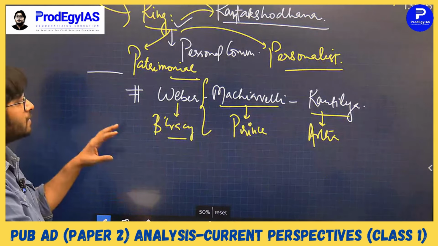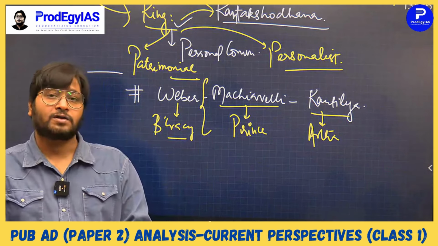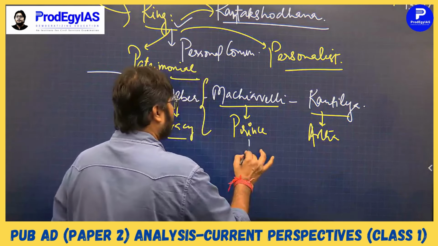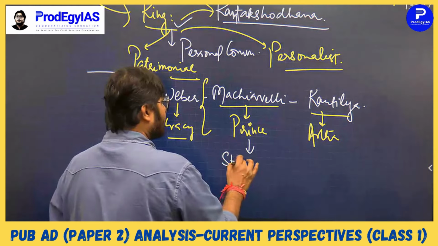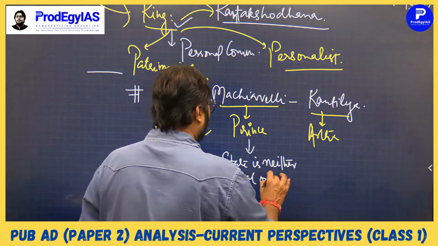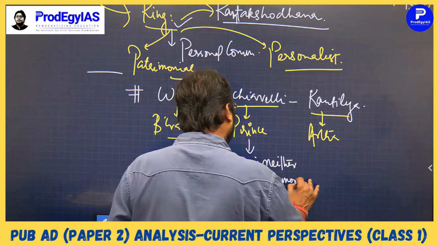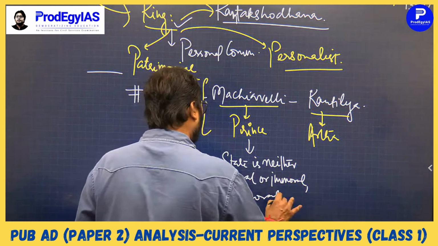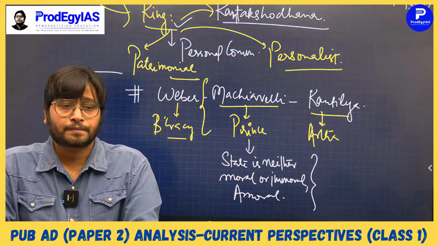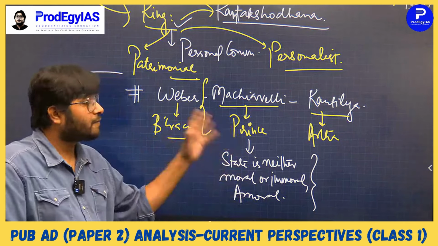Fine. Weber's criticism of Kautilya, that Kautilya is more vicious than Machiavelli, is not correct. Fine. Machiavelli is equally vicious as Kautilya. In his Prince, Machiavelli says state is neither moral nor immoral. Fine, it is amoral. The state is beyond the ethical and moral evaluation. So that itself makes state so powerful. State primary purpose is to preserve its power.